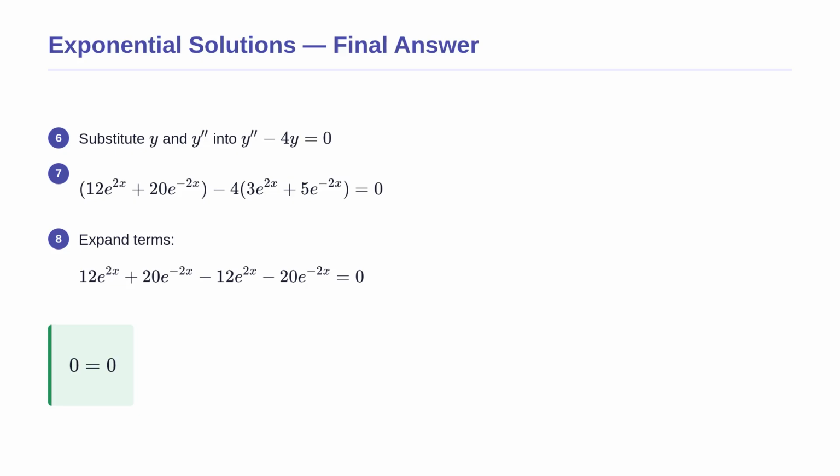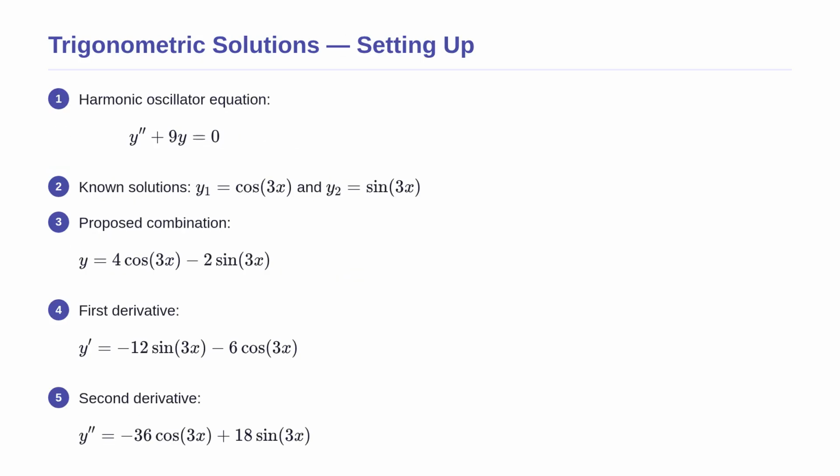Let us look at another common example, this time with trigonometric functions. The equation y double prime plus 9y equals 0 describes a simple harmonic oscillator, like a mass bouncing on a spring. We are given two fundamental solutions, cosine of 3x and sine of 3x. We want to verify that the linear combination 4 cosine 3x minus 2 sine 3x is also a valid solution. Just like before, our strategy relies on direct substitution.